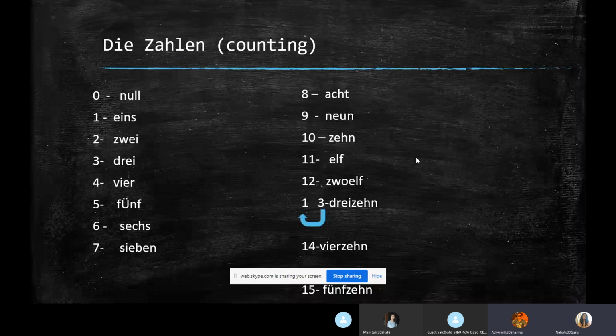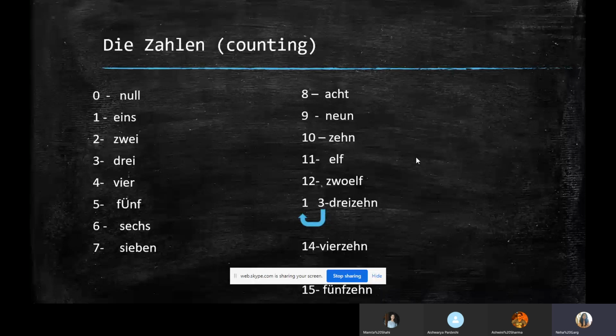So 0 is null. 1 is eins. 2 is zwei. Zwei. So Z does not have the Z sound; it's "tsvai", not "zwei" with a Z. Zwei. Right. Drei.